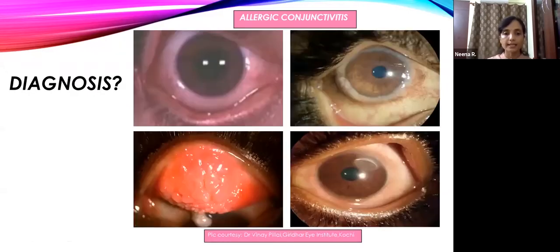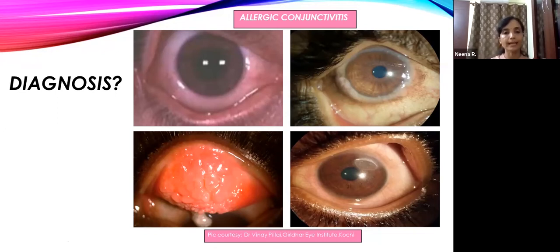Yeah, and you can see there are some elevated lesions at the limbus, which are known as papillae. In severe cases, you may get these papillae, which may be broken down and appear like cobblestones on the pavement. So this is called cobblestone papillae, and sometimes they may rub onto the cornea and may produce an ulceration. So these are the various stages of vernal keratoconjunctivitis.